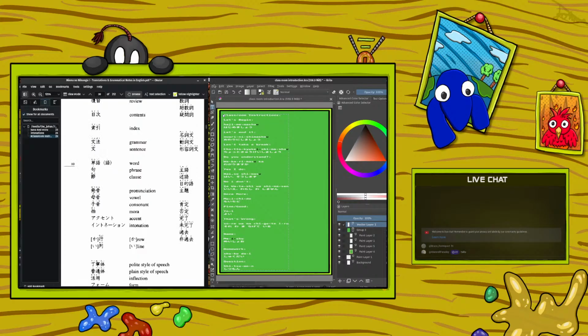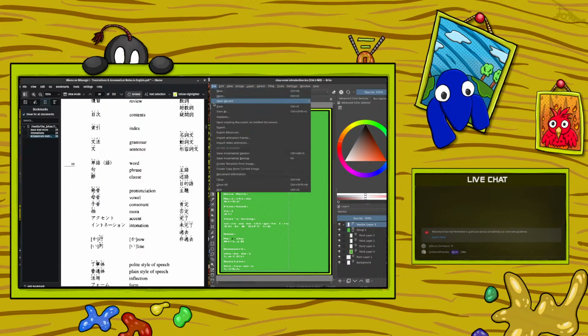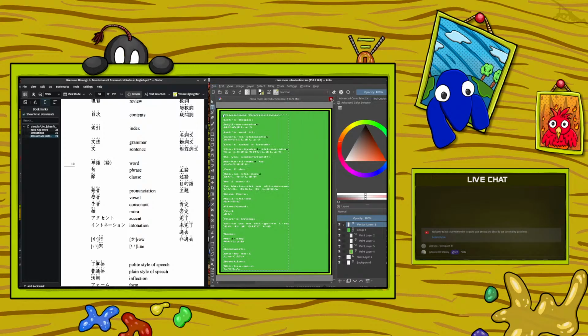And let's save it like that. Now, we can also save the PNG version, but it's not needed yet. Alright, I will leave it here for now.